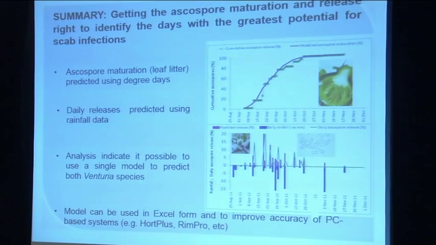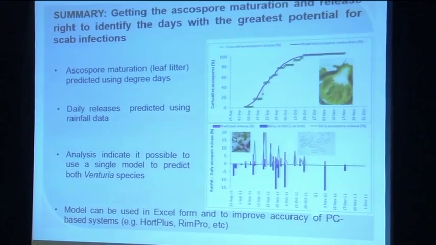The important thing is that this model can be used in Excel form, so growers can use the equation and do the calculation in Excel. But the most important thing is we provided that information to Hort Plus and Rim Pro so they can calibrate the ascospore maturation model.